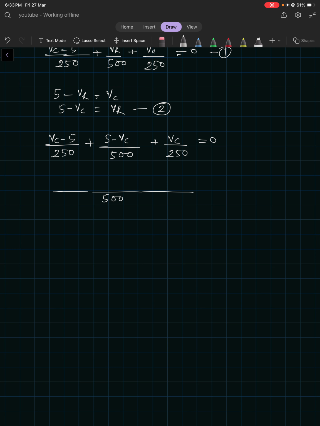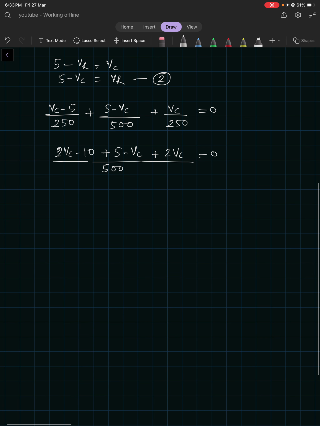So this will be 2VC into 10 plus 5 minus VC plus 2VC is equal to 0. So what will 2VC, 2VC, 4VC and 3VC, right? And this is equal to minus 5, right? So VC is equal to 5 by 3 volts, right?